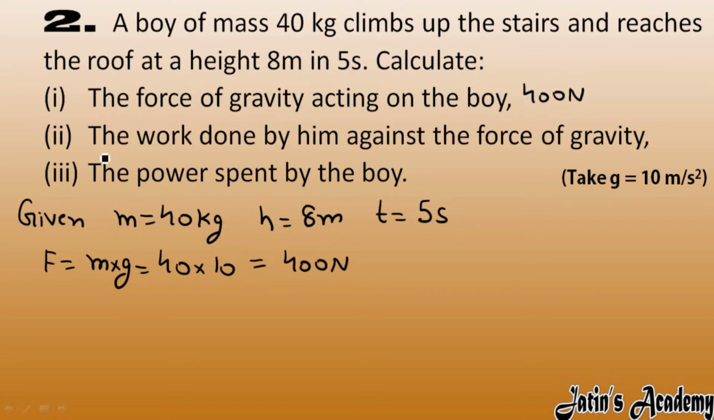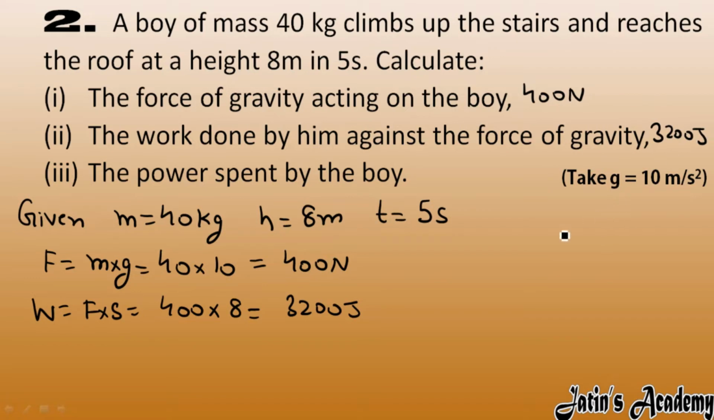Next we have work done by him against the force of gravity. Work done is force into displacement. Force we have 400 Newton and displacement we have 8 meter. So multiplying, we got 3200 joule as the work done. So work done against the force of gravity is 3200 joule.